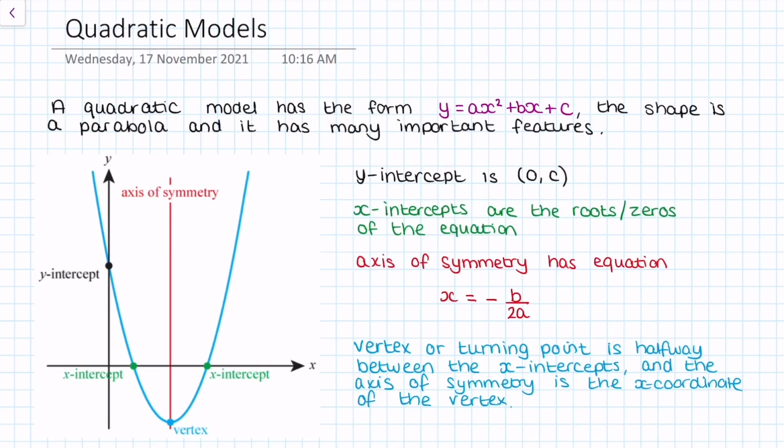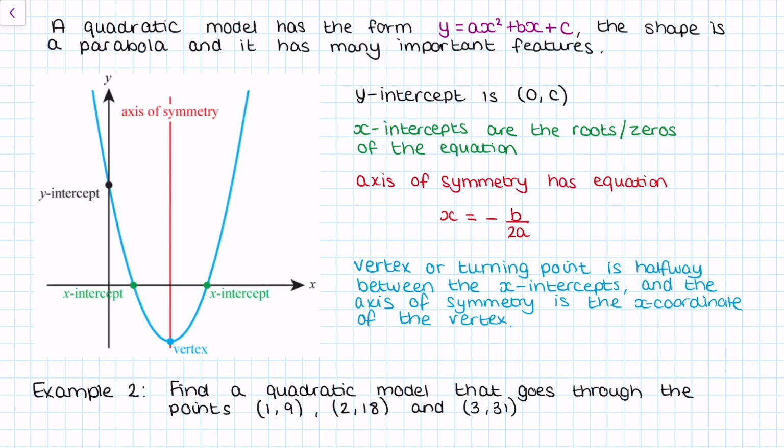This video is on quadratic models. A quadratic model has the form of y equals ax squared plus bx plus c. The shape of a quadratic is called a parabola, and it has many important features that you need to know. So here we have a diagram of a quadratic with the important points labelled.